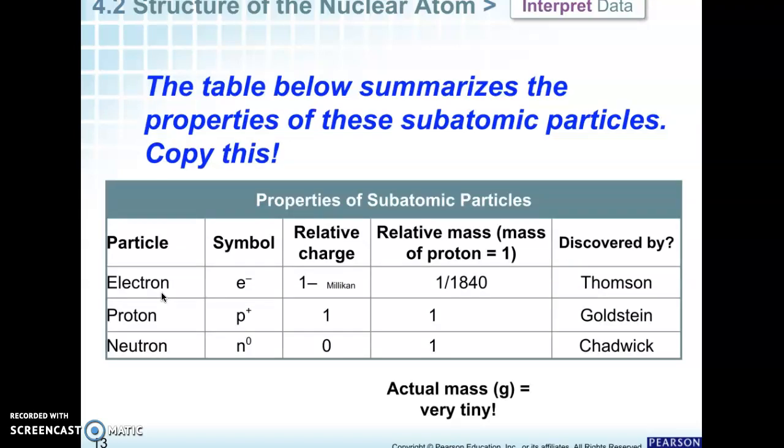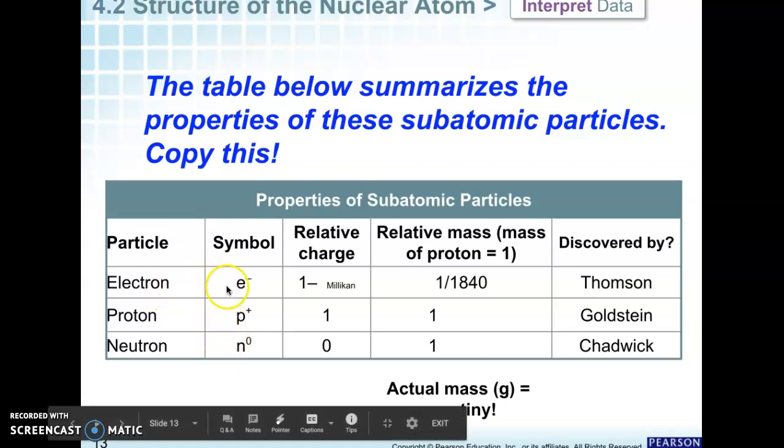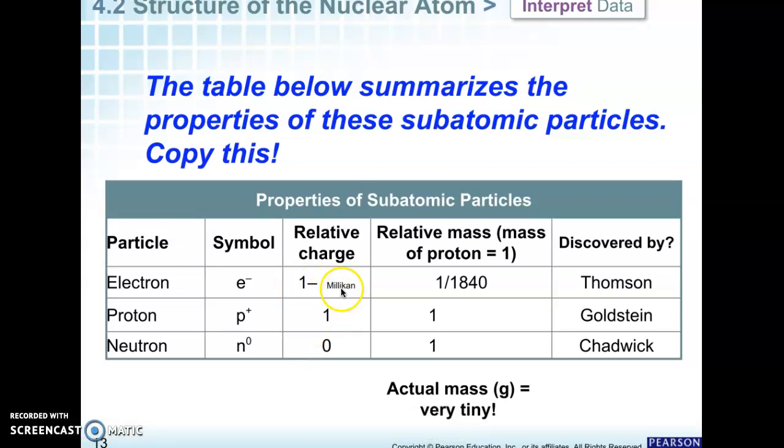So this is the table that you want to record in your notes. You have the three subatomic particles, their three different symbols, their relative charge, and the name Millikan is typed there. That's the name of the person that discovered the charge on the electron. Now you don't need to know that, so you can leave that off if you want.